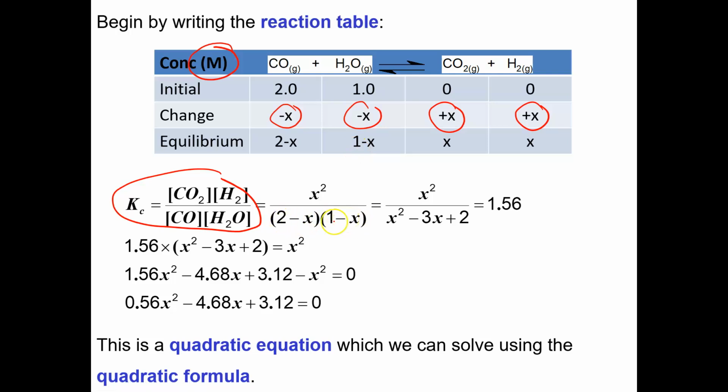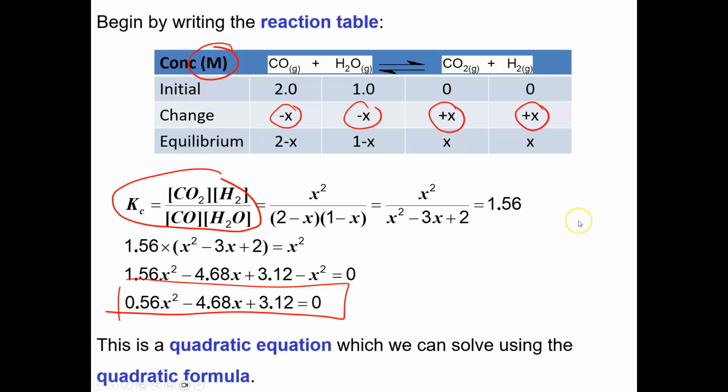So I'm just going to distribute everything in the bottom line and collect like terms, and I end up with this. So x squared over x squared minus 3x plus 2 equals K, which in this case is 1.56. So what I'm going to do now is bring everything to one side and collect like terms. I'm going to work through that algebra here, and I end up with this expression.